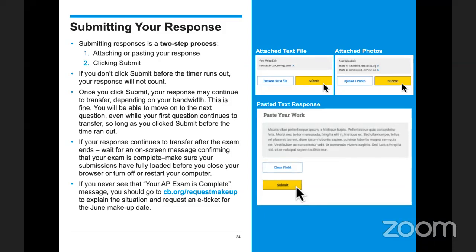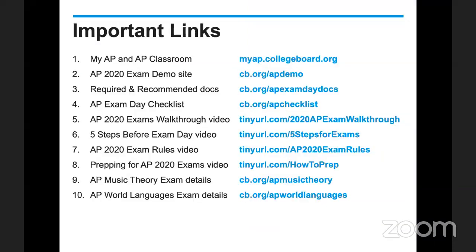So practice those. Use the demo resources, the exam demo site. You can practice this. There are a lot of different resources here: the walkthrough, particularly on uploading, how the exam day is going to be scheduled, the logistics, and the 5 steps before exam day. You definitely want to get that AP ID situated to get all of this started. And then, of course, the prepping for your AP 2020 exams video, which you're already doing by watching AP Live with AP Comparative Government.